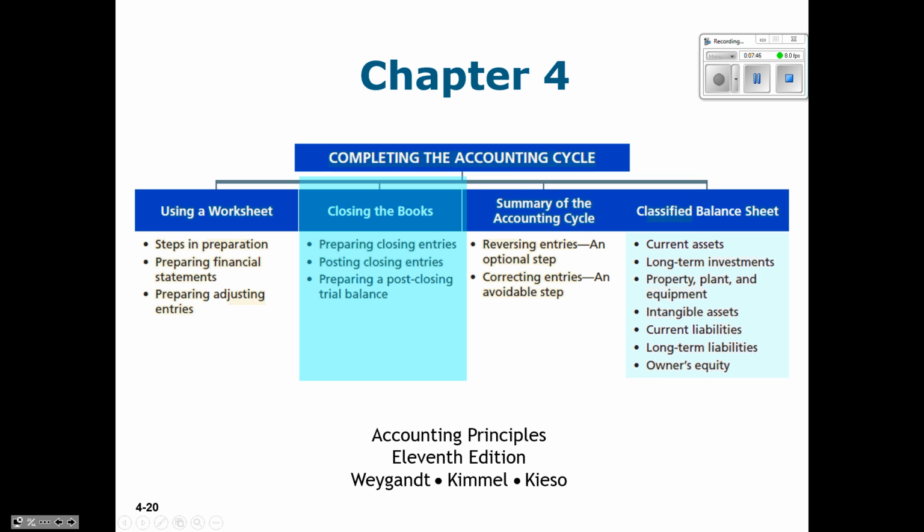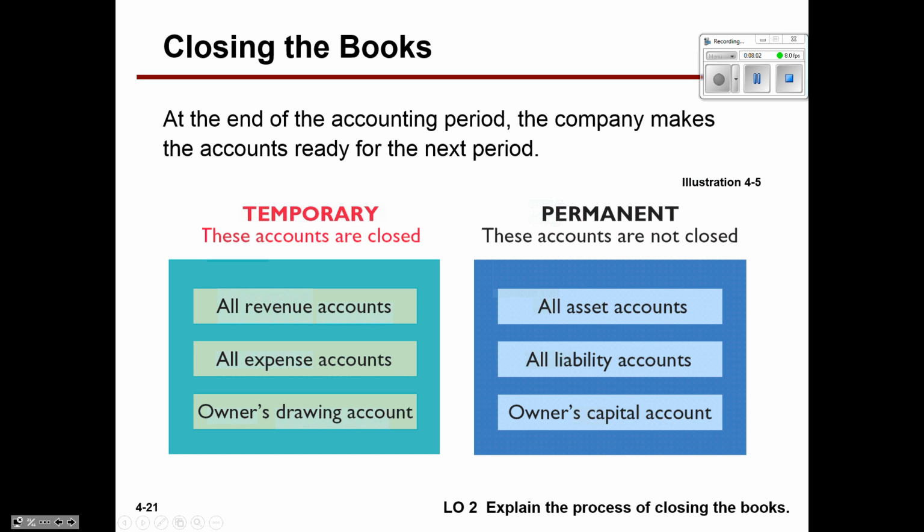Let's close the books. You will find that on the last day of a fiscal period, we need to decide what's going to go with our previous year and stay with that previous year, and what are we going to roll into our next fiscal year. At the end of an accounting period, the company makes the accounts ready for the next period. So on December 31st of 2018, it might be New Year's Eve, but we also have to stop and say what's going to get closed or zeroed out and what's going to roll into the next fiscal period.